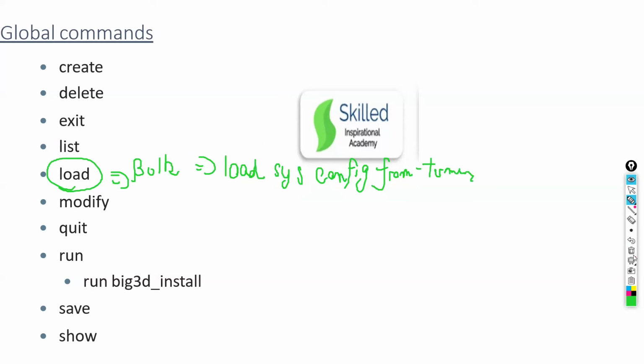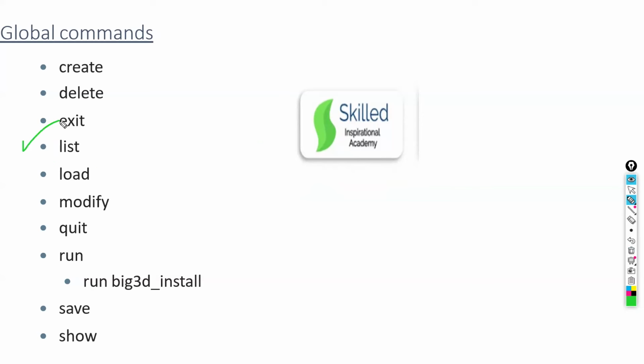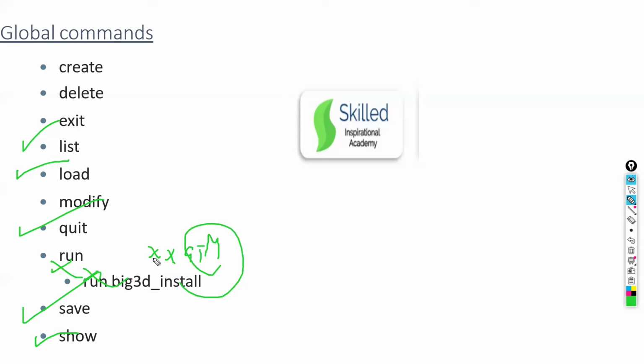Now we have covered list, we have covered load, we have covered quit, save and show. Run is only used in the GTM module, so it is not required. Now the modify command we need to see, the delete command we need to see, the create command we need to see.